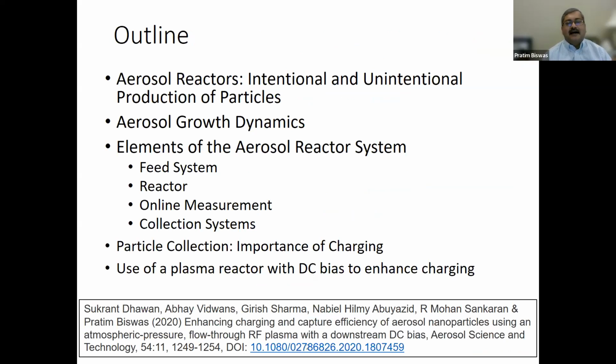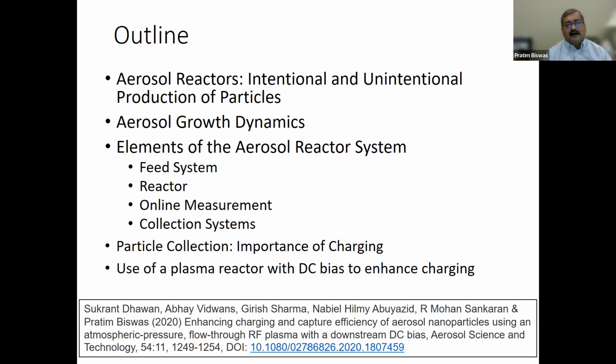Okay, so the outline. I will first, as I said, talk about aerosol reactors. I'll present a general terminology, so really club the entire system, including engineered systems and other systems, which result in both intentionally producing particles and unintentionally producing particles. And I think both are important. Intentionally, of course, we do that for a specific application. Unintentionally, there are other consequences and hence the interest, okay?